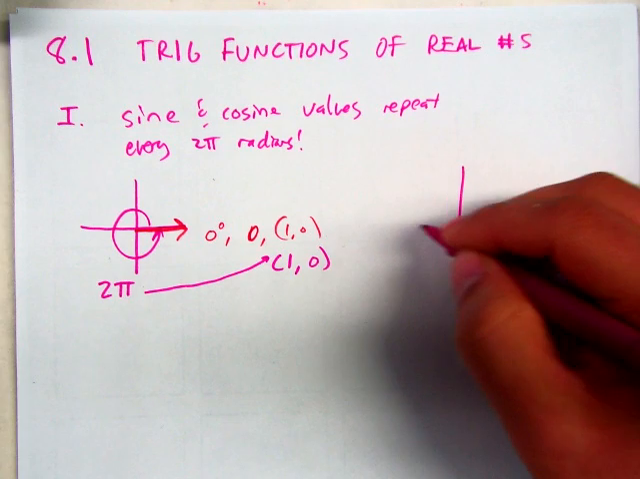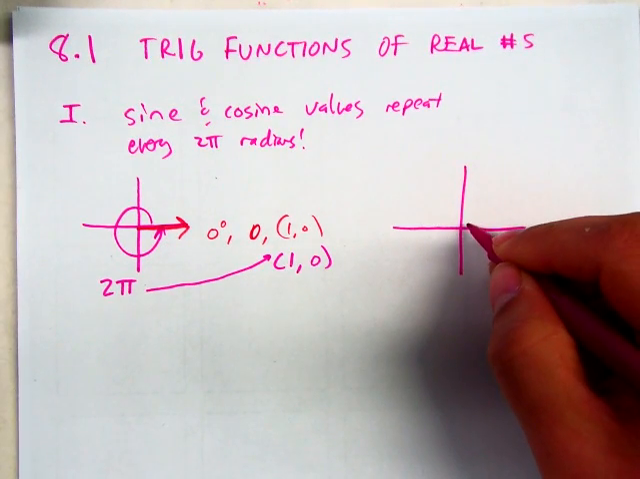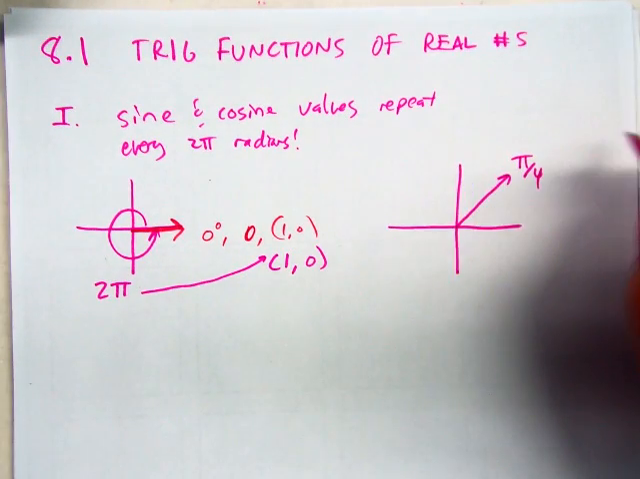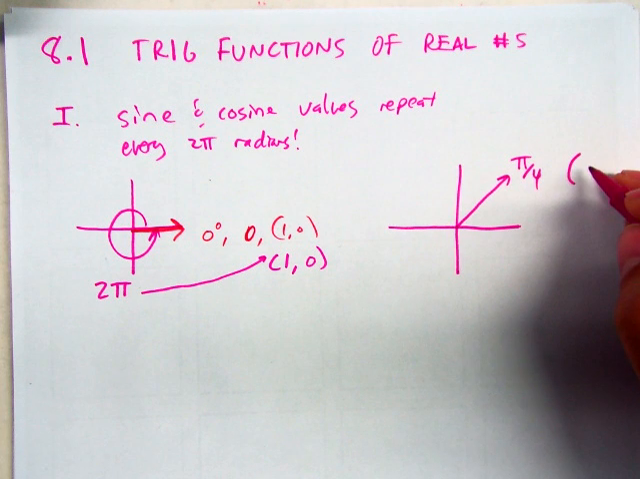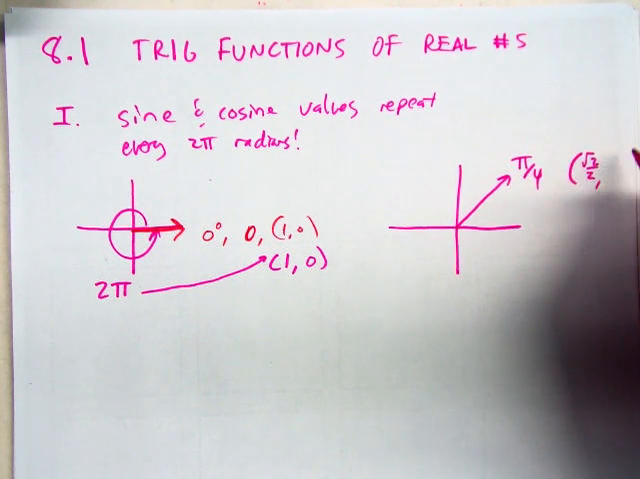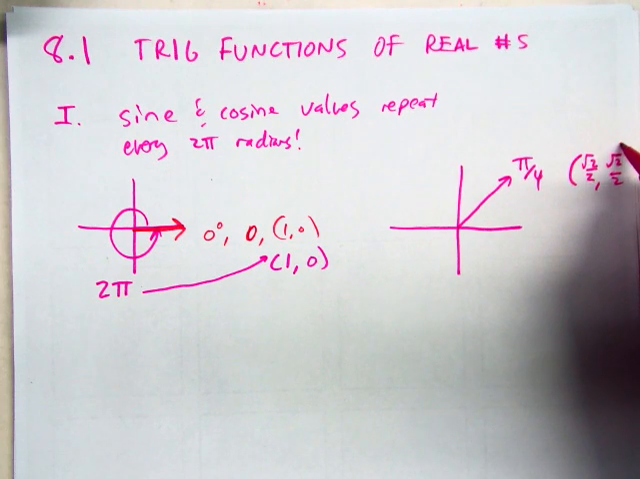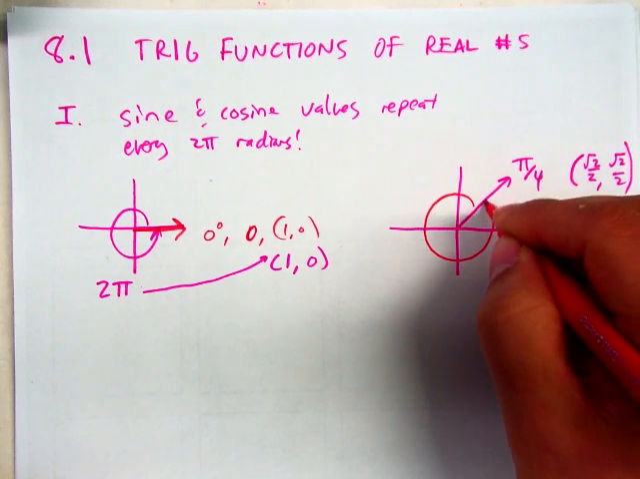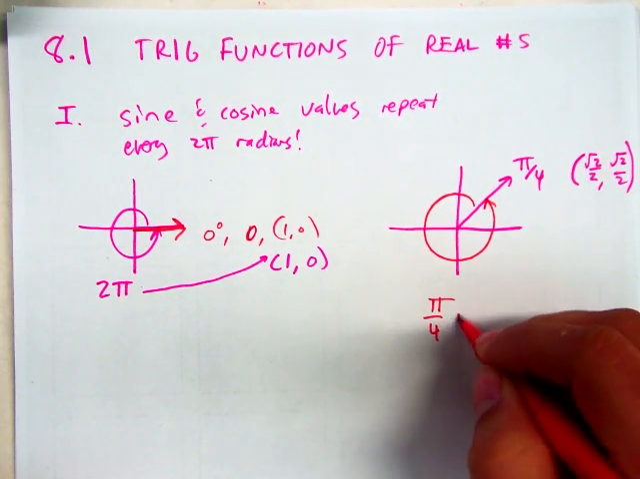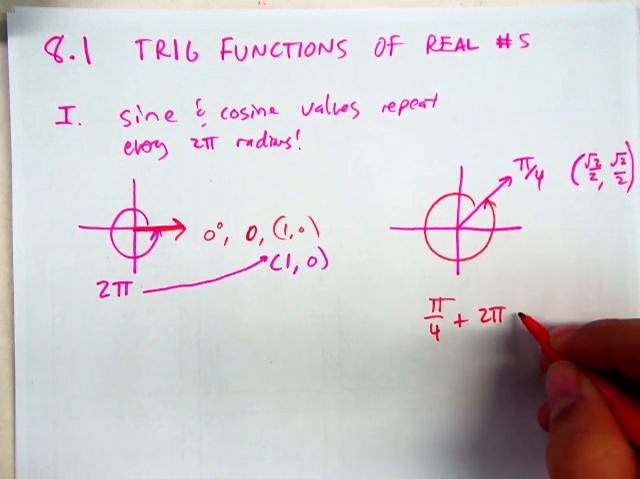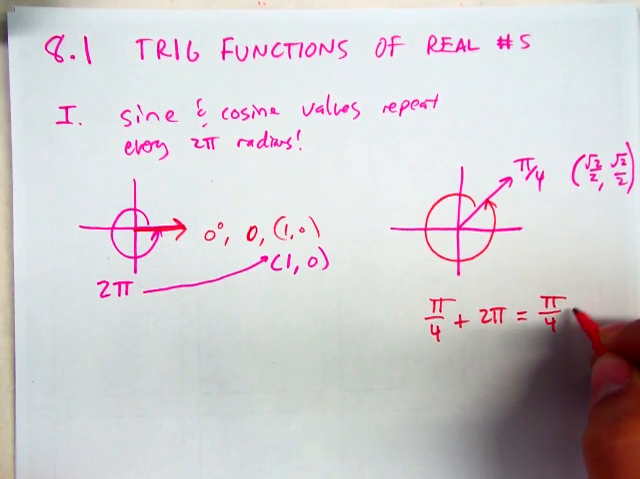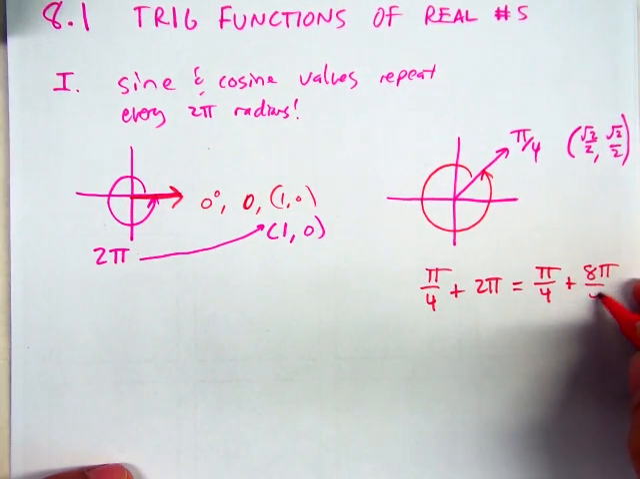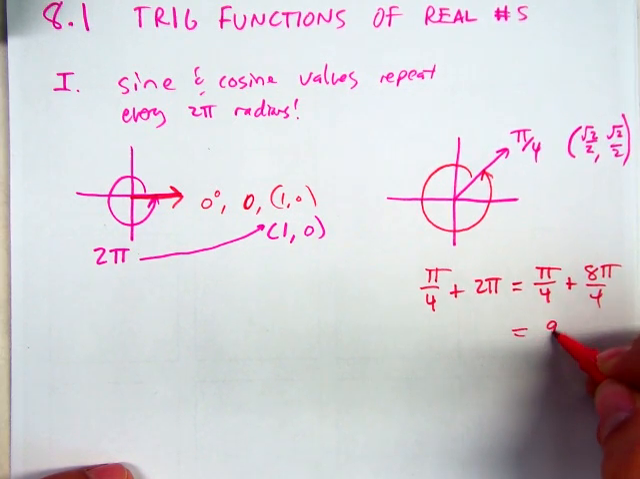So let's say I started at pi over 4. Okay, what are the coordinates at pi over 4? Root 2 over 2, root 2 over 2. Now, if I add 2 pi to that, pi over 4 plus 2 pi, let's see what angle that is now. That's the same as pi over 4 plus, what's 2 pi if I put it over 4? 8 pi over 4. So pi plus 8 pi is 9 pi over 4.